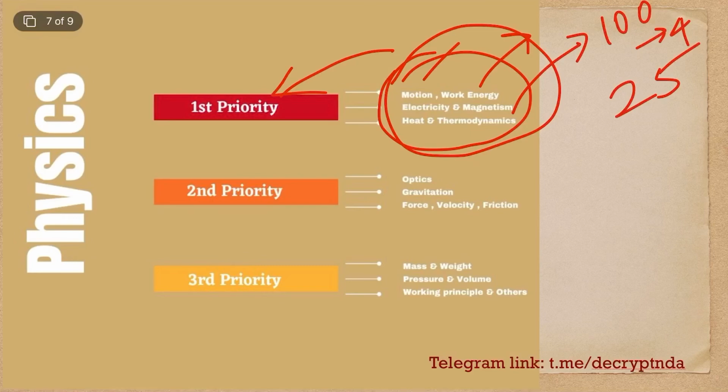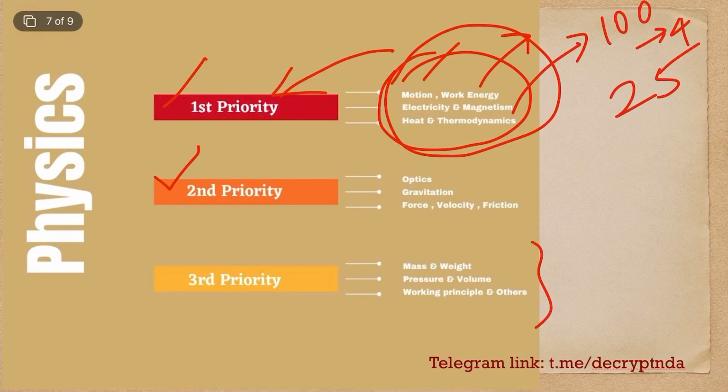And the second priority is our orange category. Okay, it contains topics such as optics, gravitation, force, velocity, and friction. Okay, so the most number of questions are asked from the red category, and the second most number of questions are asked from the orange category. Okay, and the third category is the yellow category. That is your third priority. It contains topics such as mass and weight, pressure and volume, and working principles, and others.